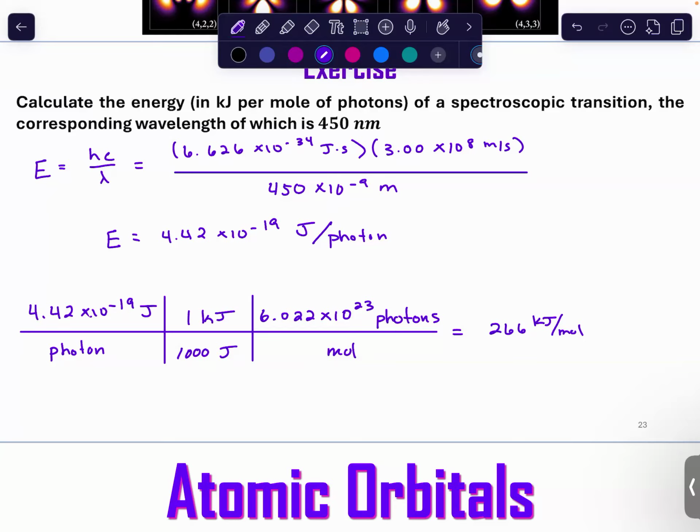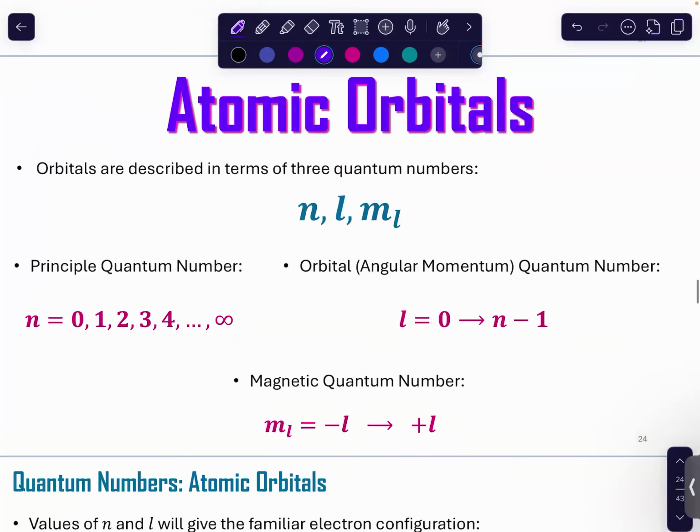Okay, so now atomic orbitals. We remember we have our basic quantum numbers n, L, M sub L: principal quantum number, angular momentum, and magnetic quantum number. And here are the values that they can take. We know that every orbital is defined by 3 quantum numbers, n, L, and M sub L.